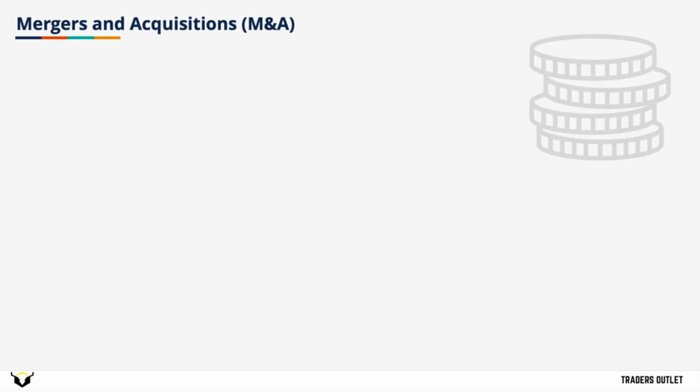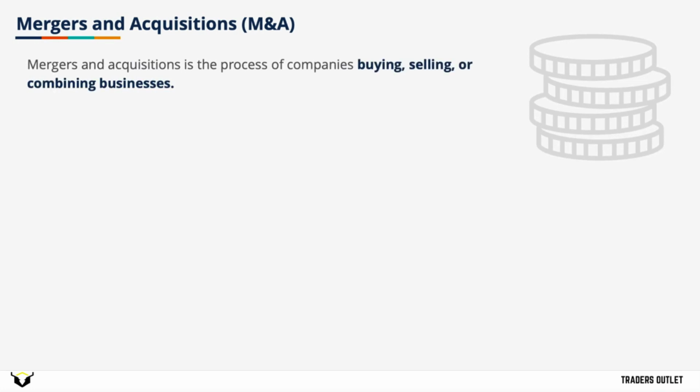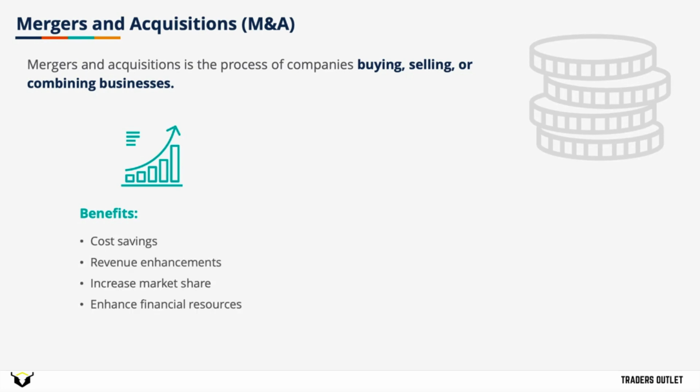Mergers and acquisitions is the process where companies buy, sell, or combine with other businesses. There are many benefits and many reasons why companies want to make mergers and acquisitions. Some of the most common reasons include cost savings, which are called synergies, by combining operations and becoming more efficient. Then there are revenue enhancements by being able to cross-sell or achieve more revenue, gaining more market share, or enhancing the balance sheet and financial resources of the combined entities.